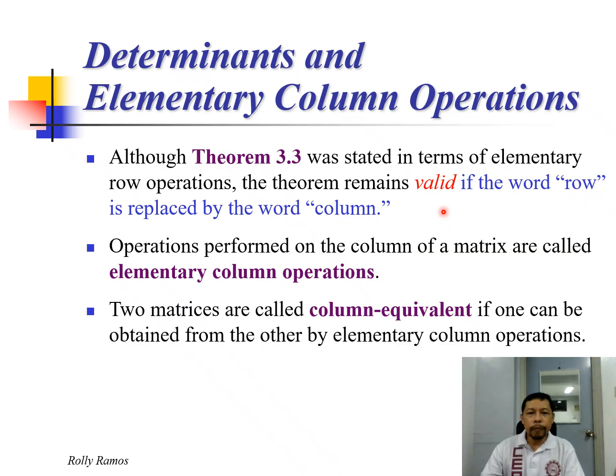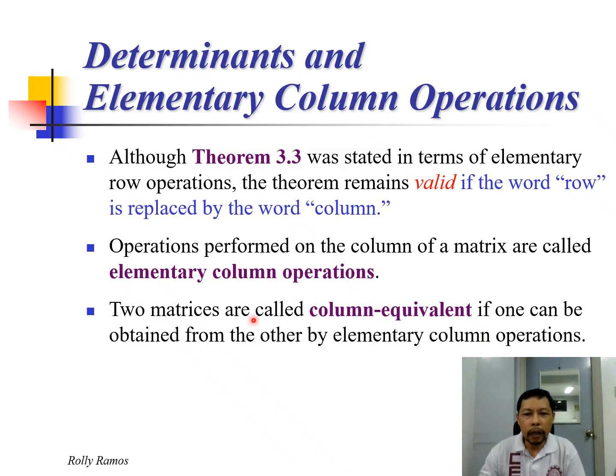Although Theorem 3.3 was stated in terms of elementary row operations, the theorem remains valid if the word row is replaced by the word column. So instead of elementary row operations, we could call it elementary column operations, and the rules don't change. The rules applicable for elementary row operations are also applicable to elementary column operations. Operations performed on the columns of a matrix are called elementary column operations.